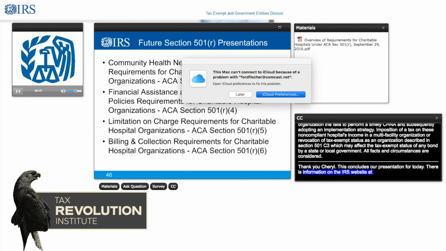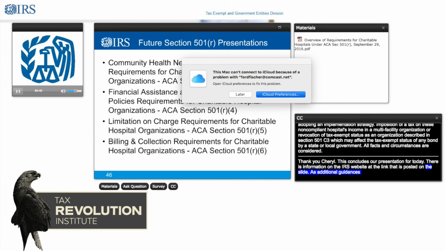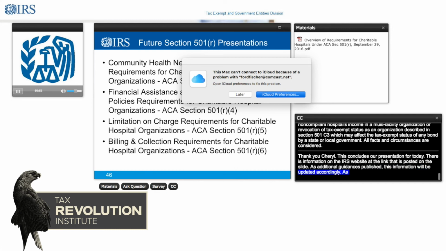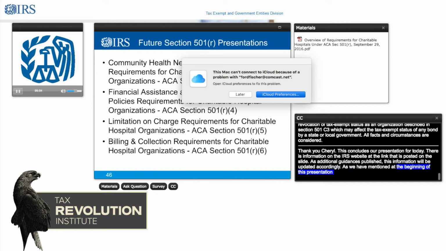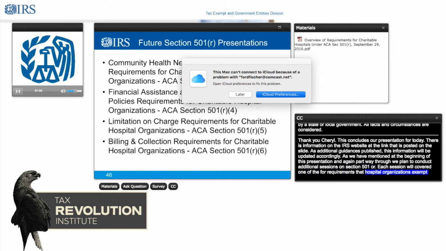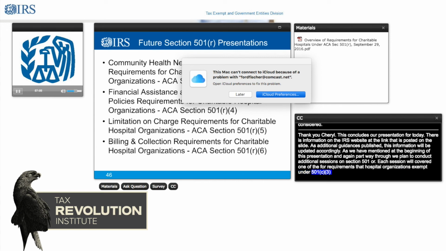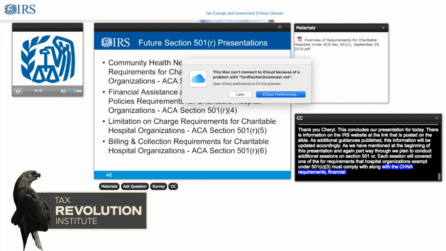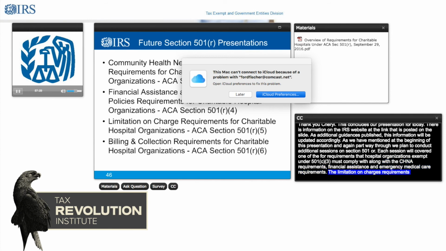And as we've mentioned at the beginning of this presentation and again partway through, we plan to conduct additional sessions on Section 501R. Each session will cover one of the 4 additional requirements that hospital organizations exempt under 501c3 must comply with, including the CHNA requirements, the financial assistance and emergency medical care policy requirements, the limitation on charges requirements, and billing and collection requirements. Be sure to check EO Update for the dates and times of these future presentations.